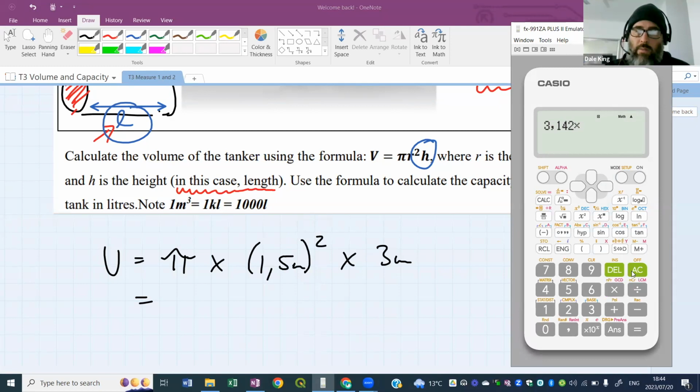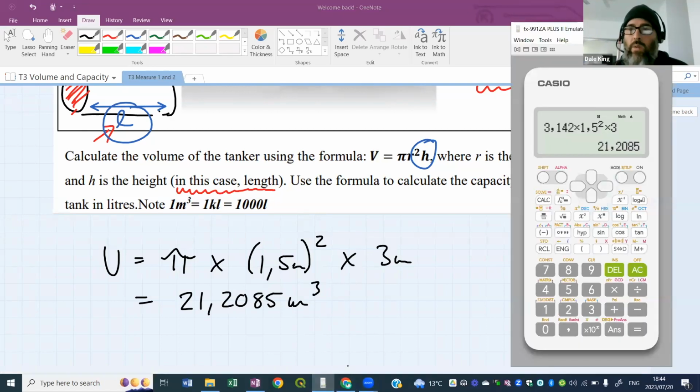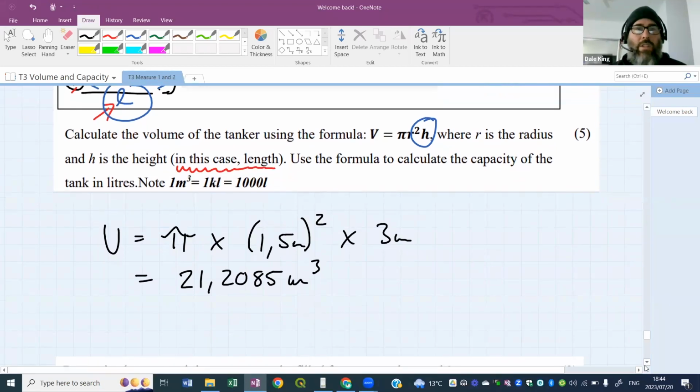3.142 times 1,5, and this is to the power of 2. And then I times by 3, and that gives me 21,2085. I'm going to write this out in full: 21,2085 meters cubed. I don't want to chop that off. You only round off at the end of the answer. So that's my volume in meters cubed.